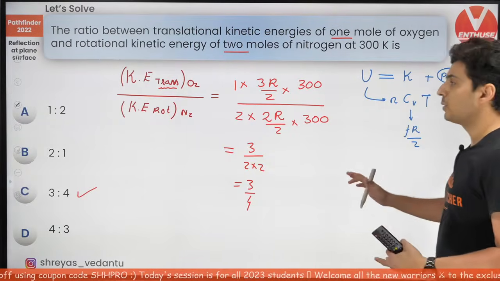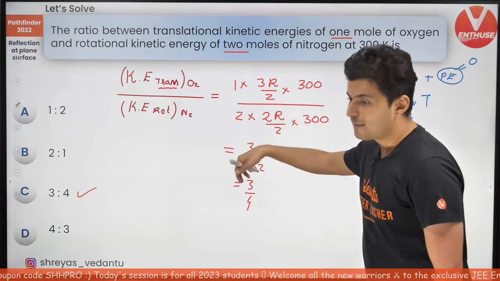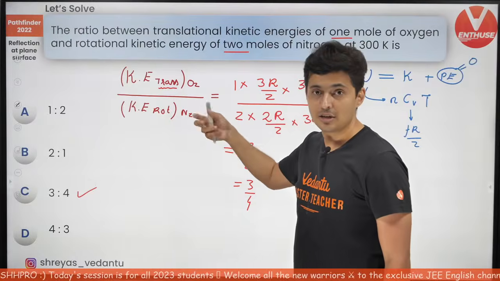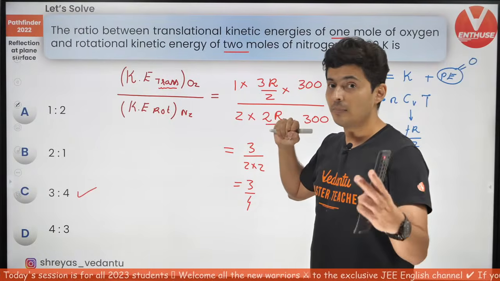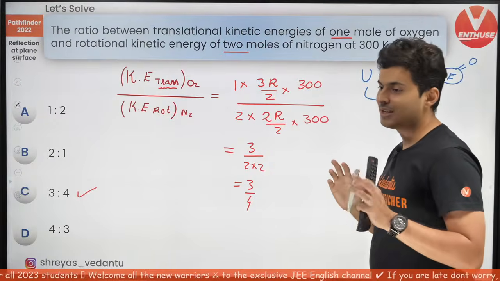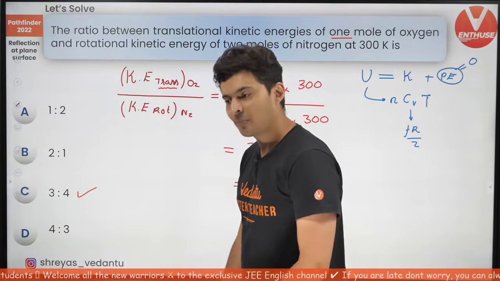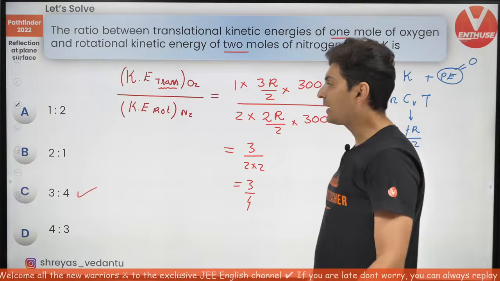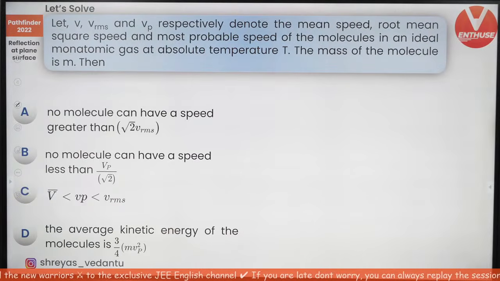So this is a brilliant question. Many students miss the fact that translation and rotational is asked. Number 2, they forget the moles. Also, they get confused between the formulas. So that's how you need to solve it. Got it, my warriors? Perfecto. Let's move on to another question.